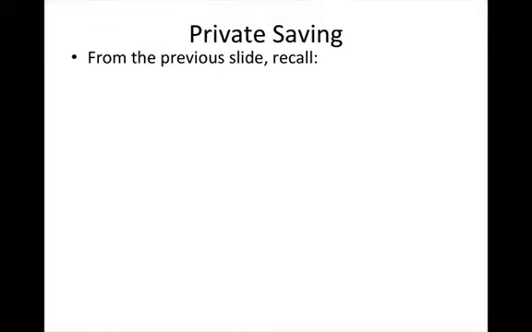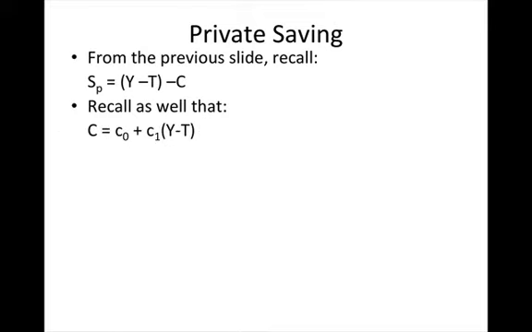Now here's something new. Let's apply what we learned about the consumption function. Notice that private saving is disposable income less consumption. But also remember, consumption can be represented by the consumption function. In other words, consumption is equal to autonomous consumption plus the product of the marginal propensity to consume and disposable income. So let's substitute this term into C and see what the private saving relationship now looks like.